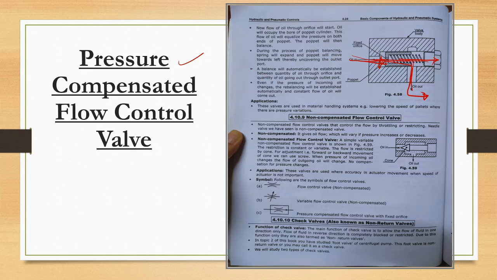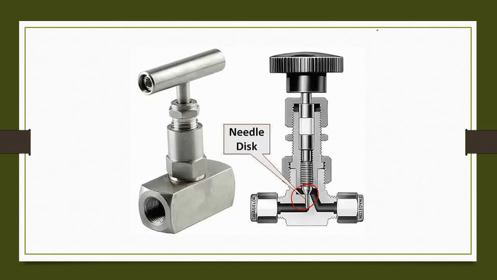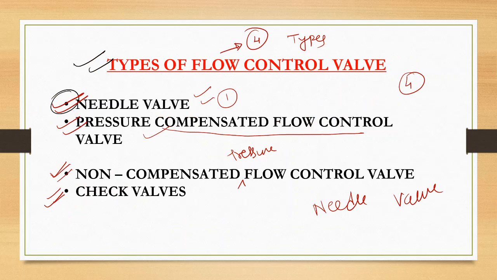So what do you have to do in your exam? You have to draw this diagram. The most important thing is drawing the diagram. So guys, these were the two types of valves that we have seen. The first one is needle control valve. The second one is pressure compensated flow control valve. In the next lecture, we are going to see non-compensated and check valves.